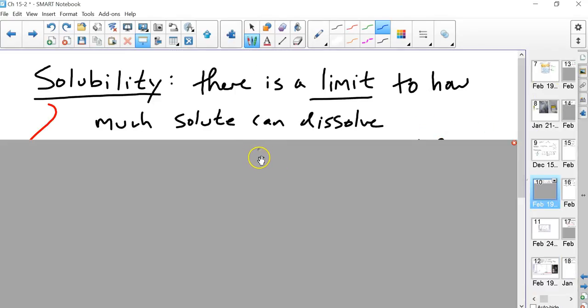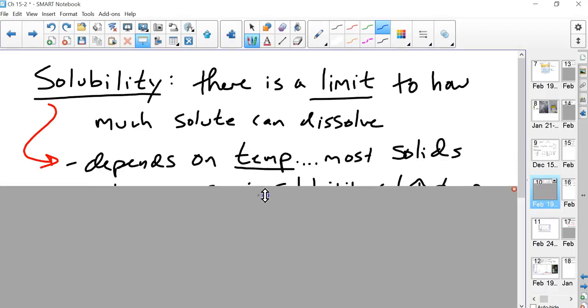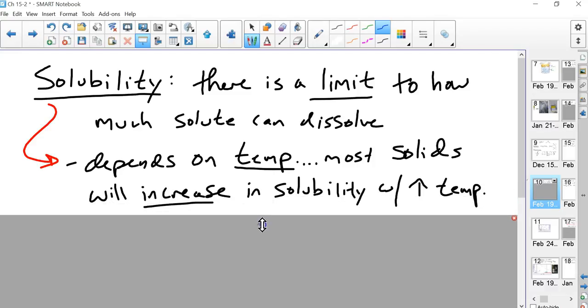So this leads us to the concept of solubility. How soluble, how much do certain things dissolve? Well, there's a limit to how much a solute can dissolve in water. And of course, that does depend on temperature. Most solids, and I need to emphasize that, most solids will increase in solubility with increasing temperature. You guys know this. If you want to dissolve some more sugar into water, you heat it up.